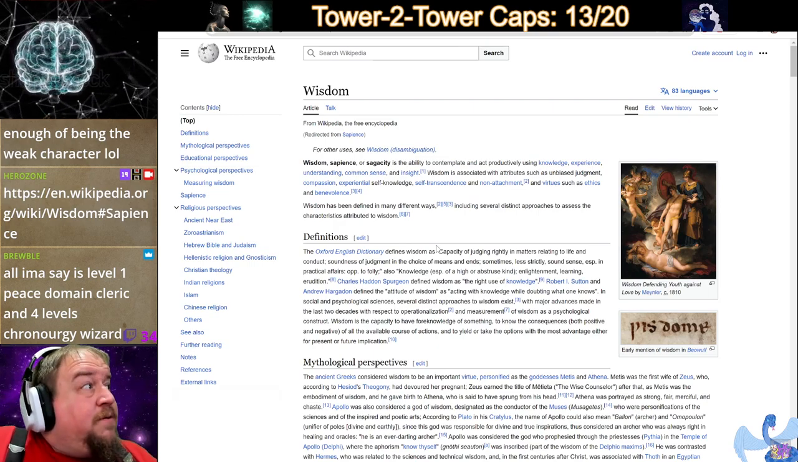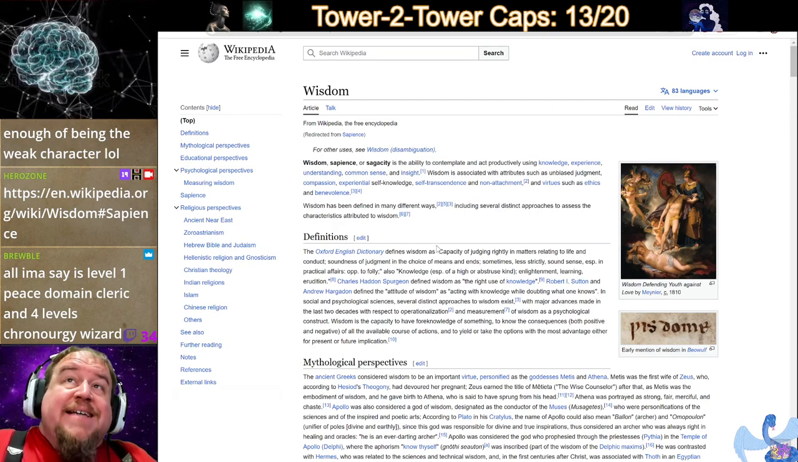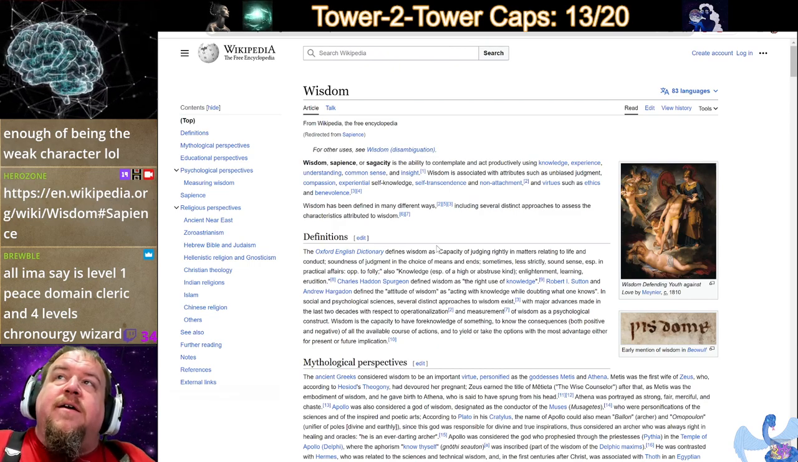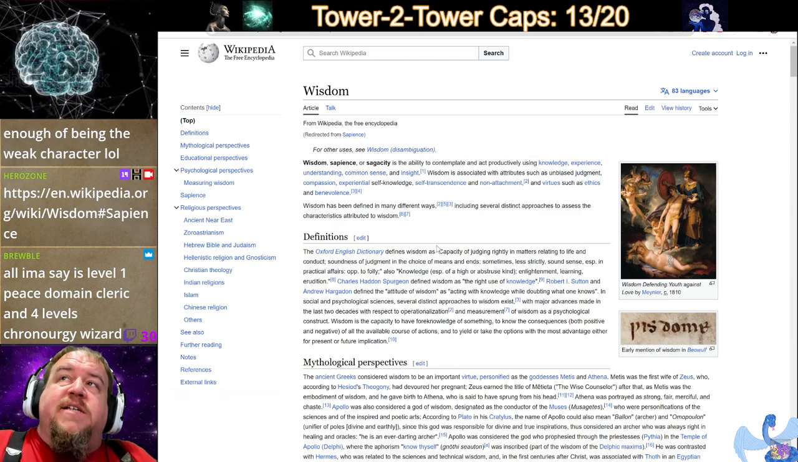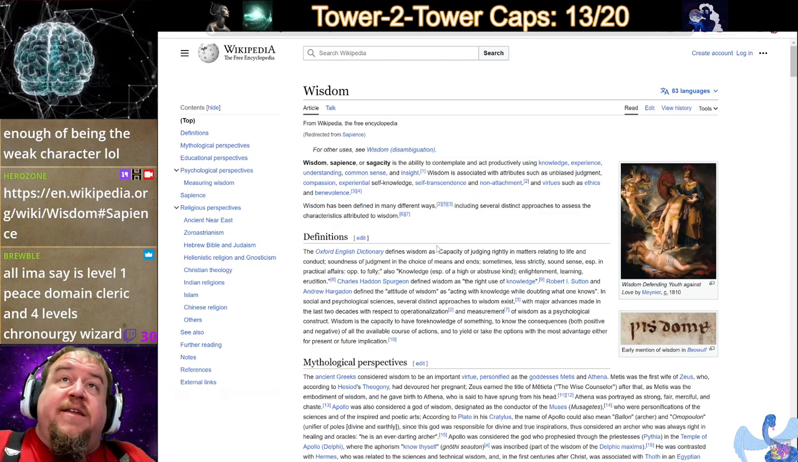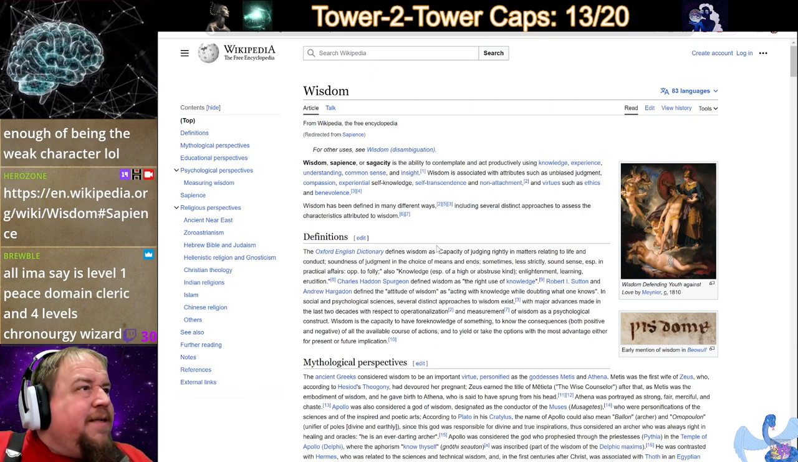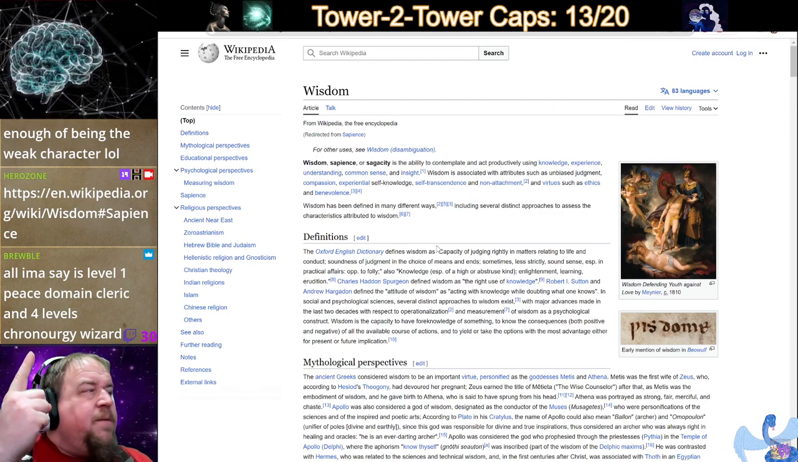Wisdom, sapience, sagacity is the ability to contemplate and act productively using knowledge, experience, understanding, common sense, and insight. Ooh, wow, we're hearing a lot of this. Especially as we do keep talking about this stuff.